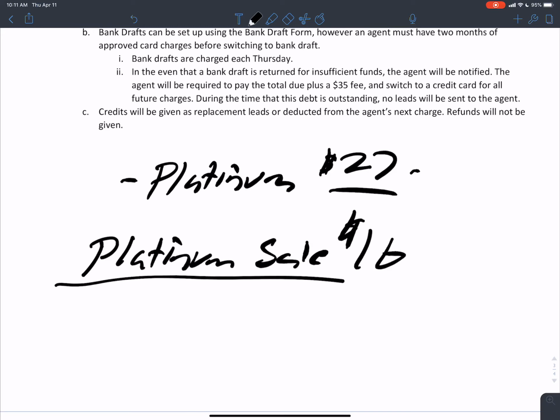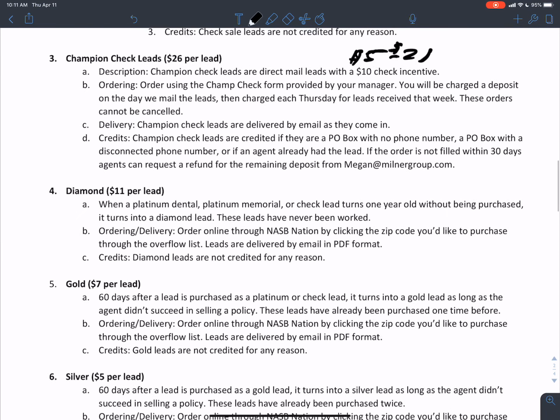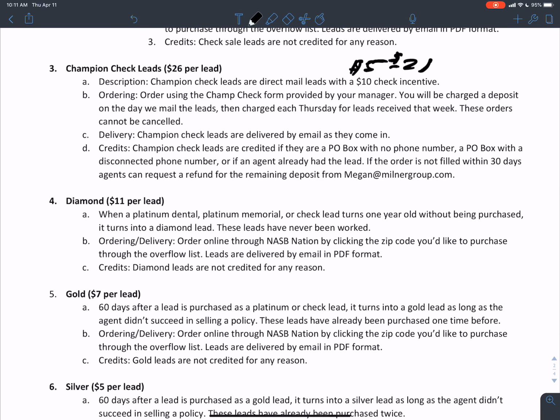If that platinum sell lead sits on the shelf and no one purchases it for a while, then we'll move it to something called a diamond lead. Okay, diamond lead, right? And those are, I believe, $11 or $12. So that's where we're at right now. So we are on diamond lead, $11.